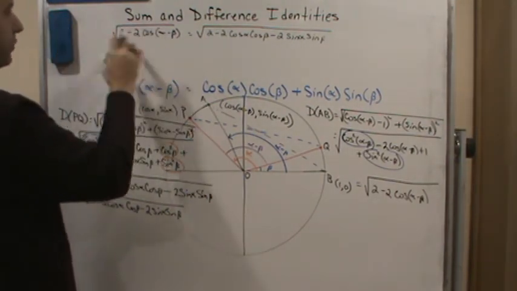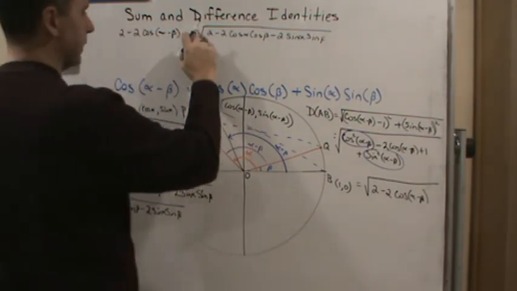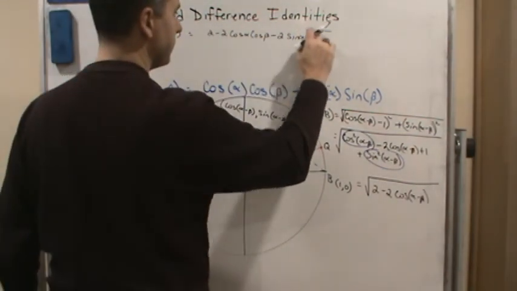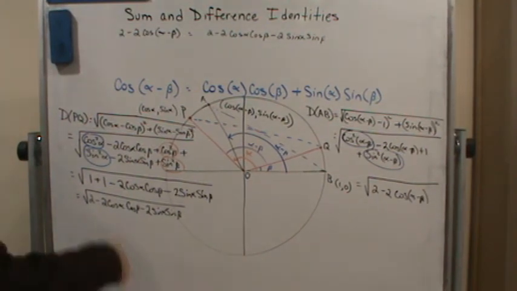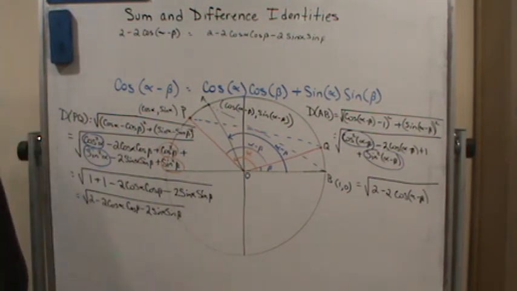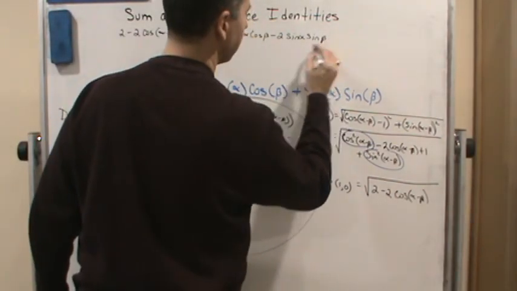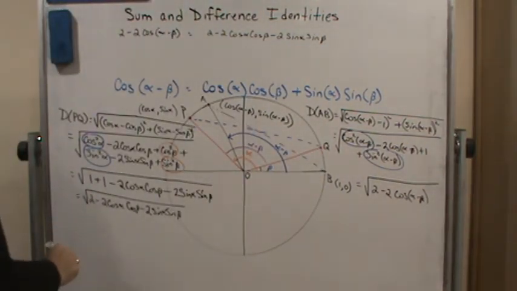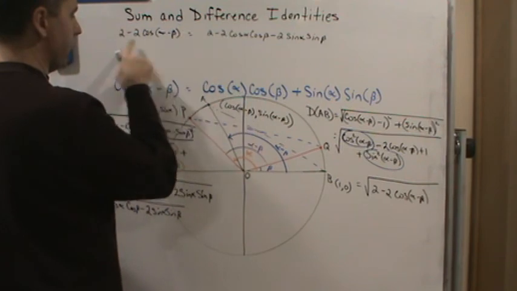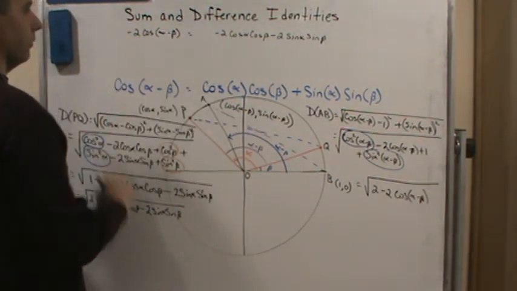Now I'm going to square both sides. I'm just going to get rid of the absolute values because I can do that if I square both sides. The square root symbols, the radicals, go away. Now notice that I've got a 2 over here and a 2 over here, so if I subtract 2 from both sides, these go away.